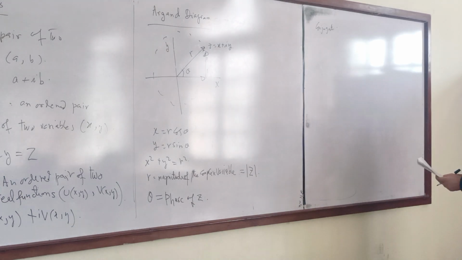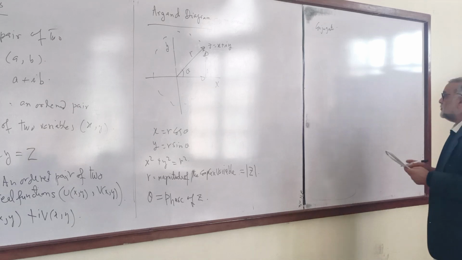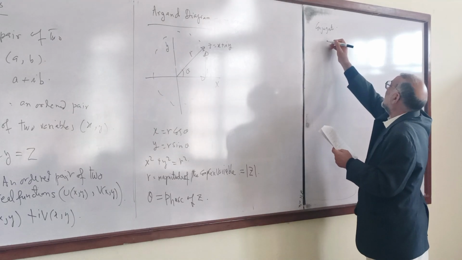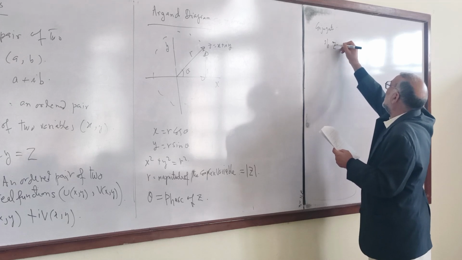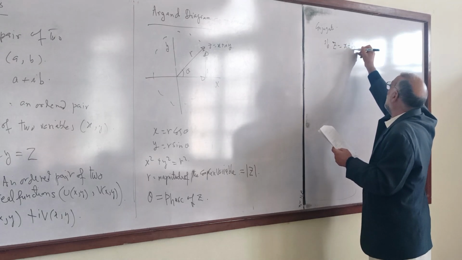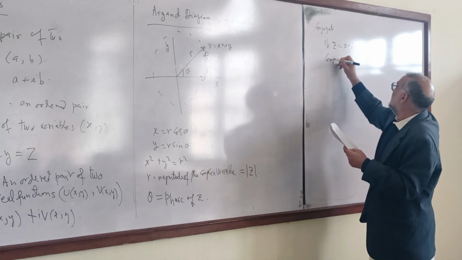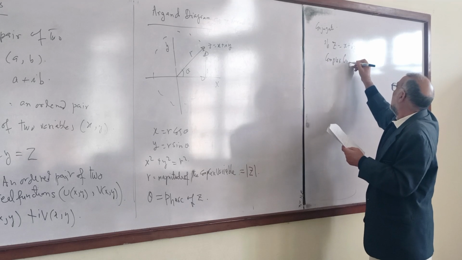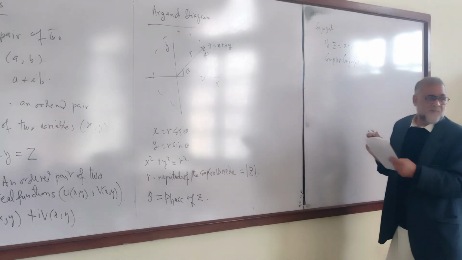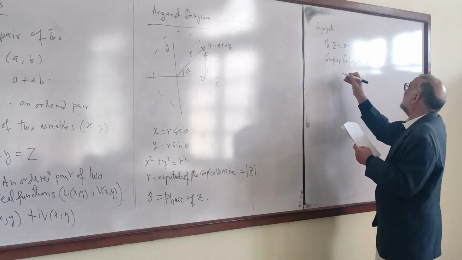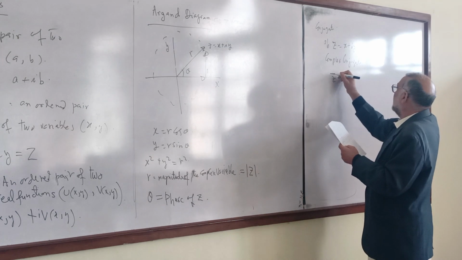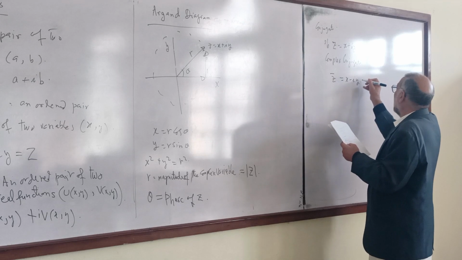Right? It's one of a pair of two. If Z is equal to x plus iy, then its complex conjugate is x minus iy. That is called Z bar, which is equal to x minus iy.